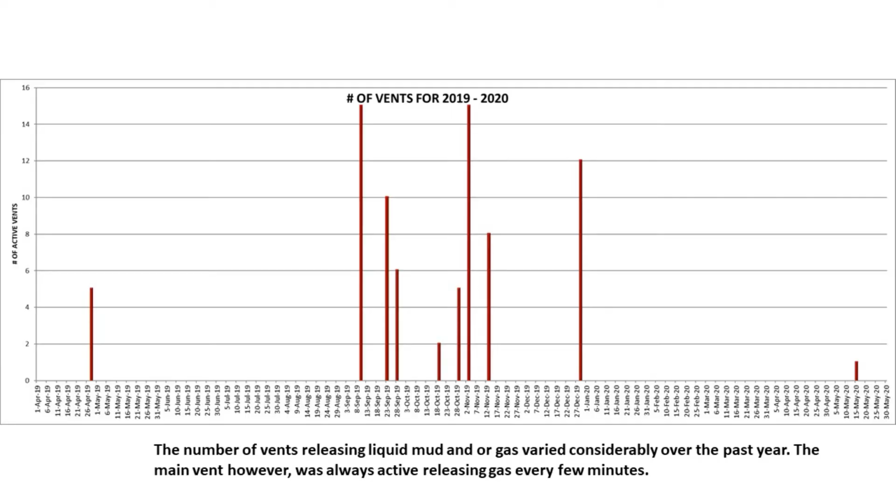This bar graph shows the number of vents releasing liquid mud and gas over the past year. The main vent, however, has always been active, releasing gas every few minutes. Currently, only this vent is active.